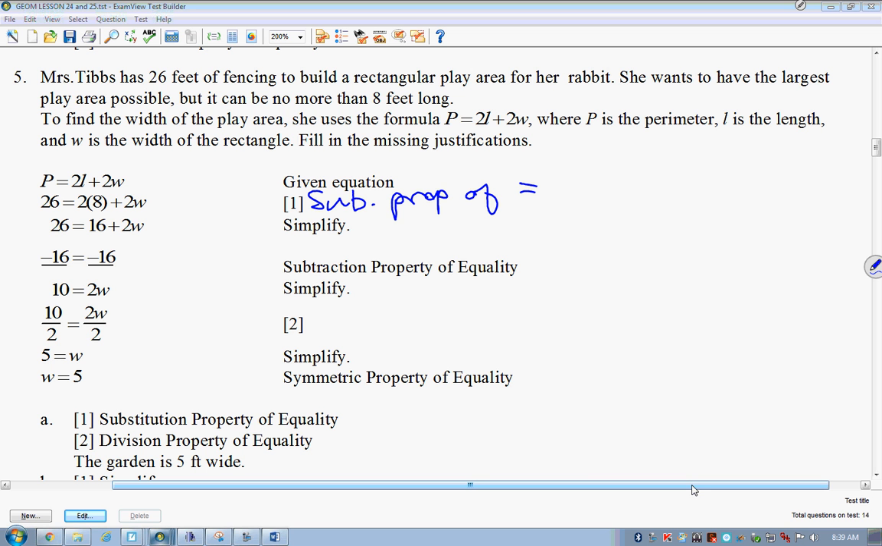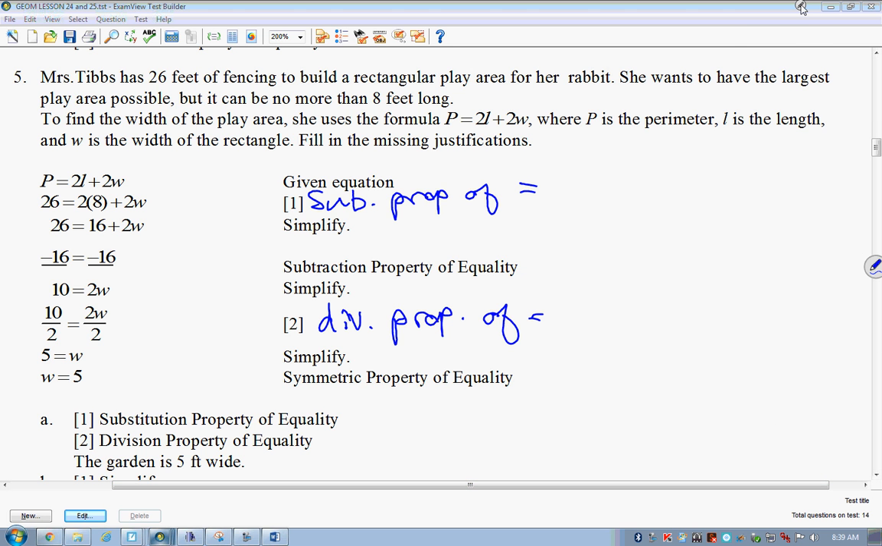Jordan, with 10 equals 2W, what did she do to solve for W? Divided. So how do I state that? Good. Division property of equality. Okay, we go ahead and we simplify that. 2W divided by 2 is just W. 10 divided by 2 is 5, right? Symmetric property of equality because we want our variable on the left-hand side.